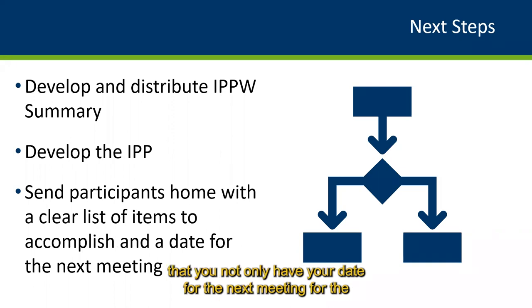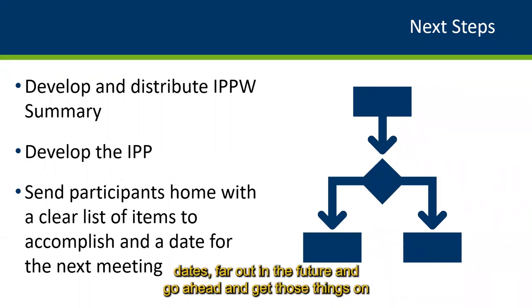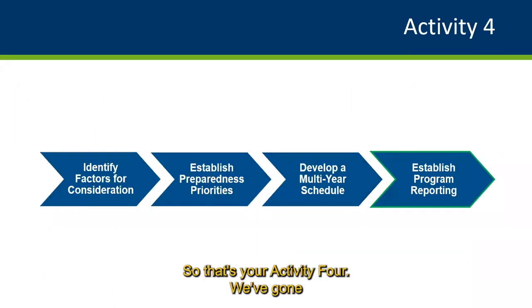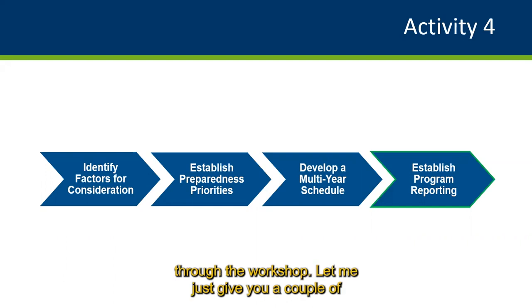I would suggest that you not only have your date for the next meeting for the preparedness plan, but that you go ahead and set some review dates far out in the future and get those things on your calendars. So that's your activity 4. We've gone through the workshop.